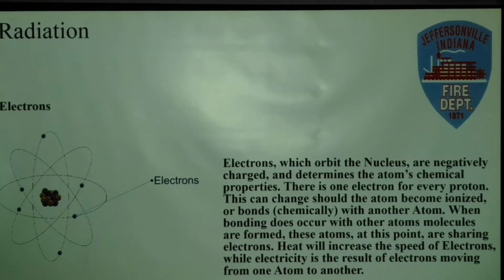Now, heat will increase the speed of orbit around the nucleus of electrons, whereas electricity is the result of those electrons moving from one atom to another.